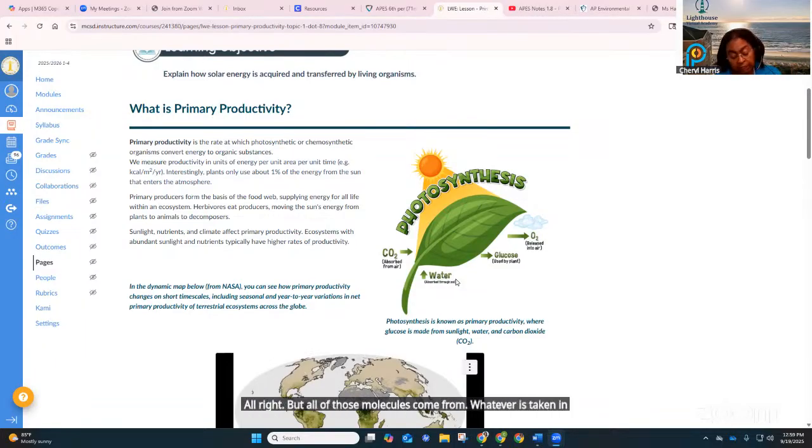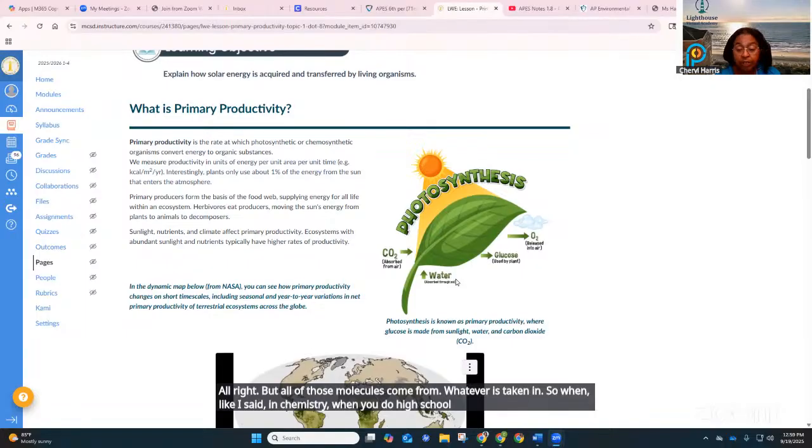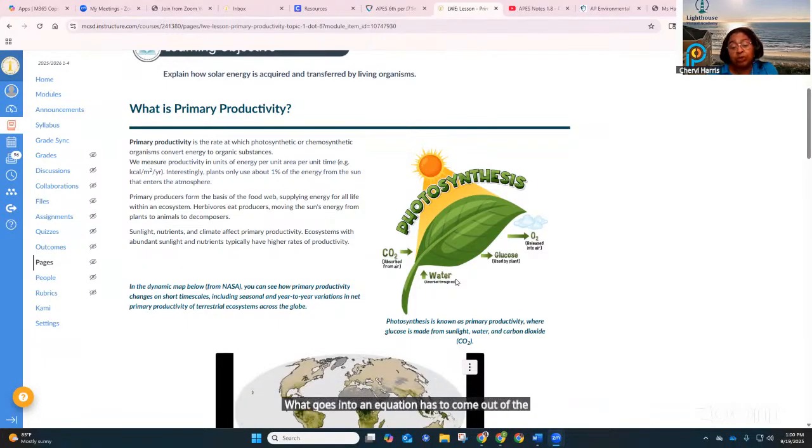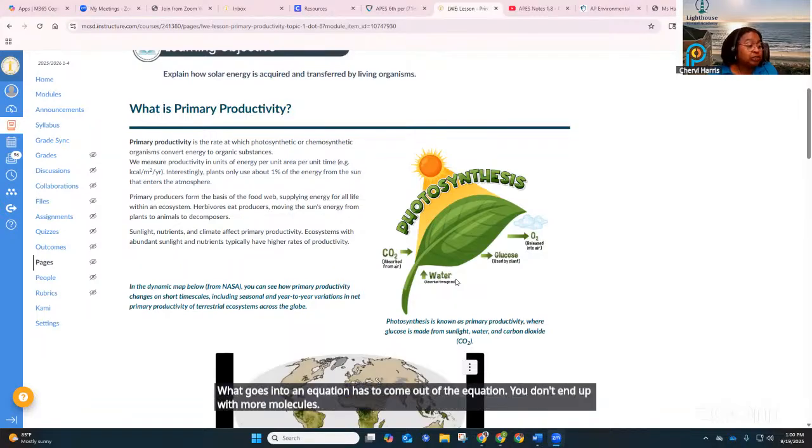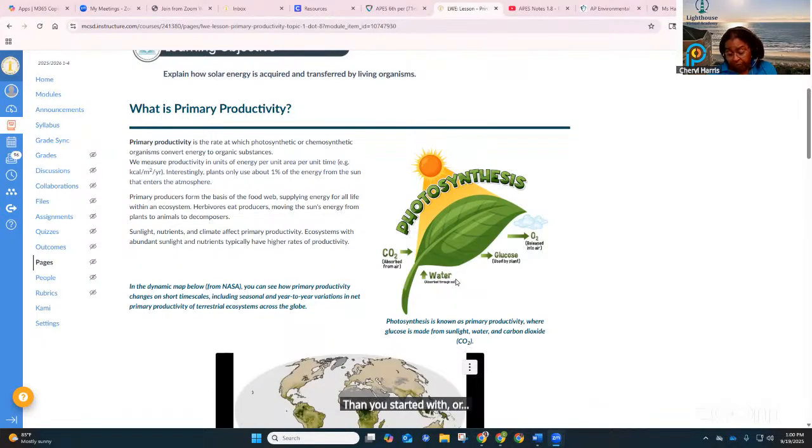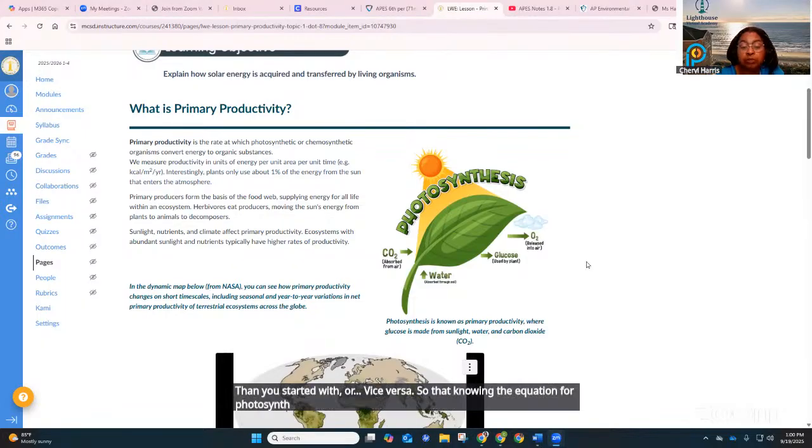So like I said, when you do high school chemistry, you'll learn that there is a balance, and you have to balance equations. What goes into an equation has to come out of the equation. You don't end up with more molecules than you started with, or vice versa. So knowing the equation for photosynthesis is important.